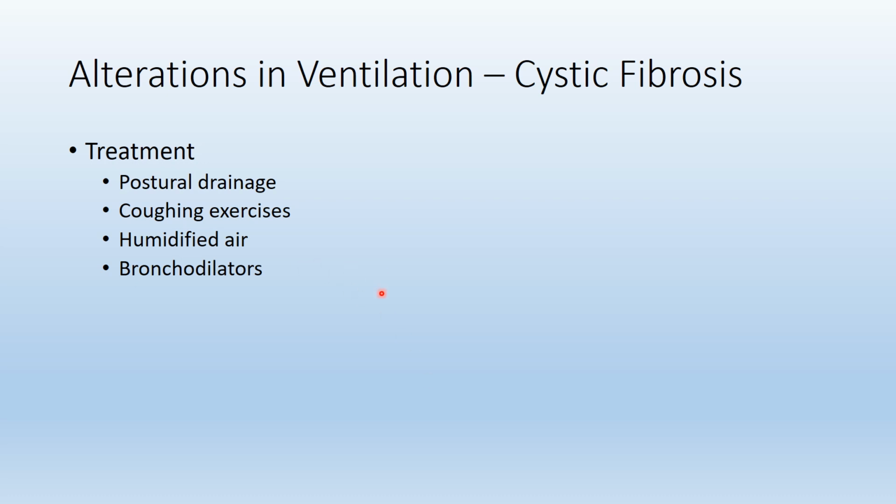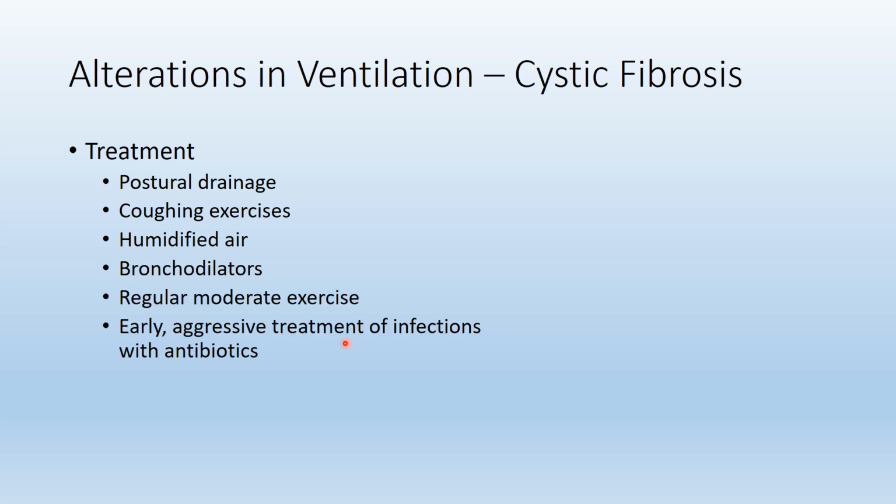We're going to use humidified air to liquefy the secretions, and this would go with hydration. And then bronchodilators. Since we have this mucus buildup, we're likely experiencing some inflammatory events as well. And so the bronchodilators are going to aid in reducing your bronchial inflammation. Regular moderate exercise, just to keep getting your body in an effort to move the mucus out by itself. And then you really want to look out for bacterial infections and treat those bacterial infections fairly early.